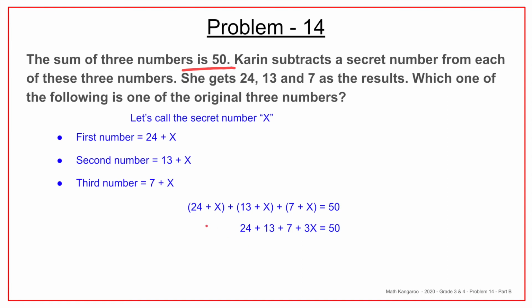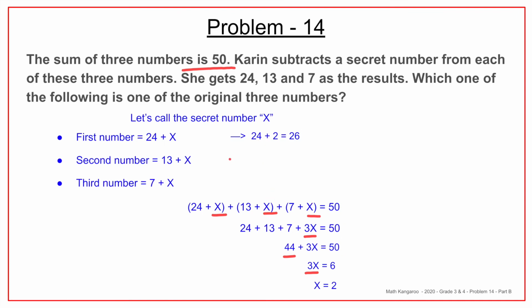So we have 3 X's here. Make it 3X, 24, 13, 7, and 50. We get 44 plus 3X equals 50. Now we subtract 44 from both sides. So we get 3X equals 6. We divide by 3 on both sides. So we get X equals 2. So our secret number is 2.